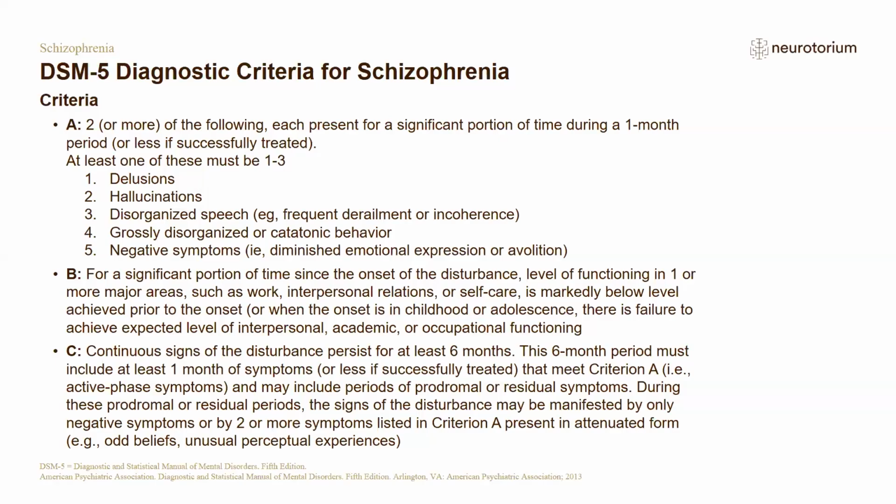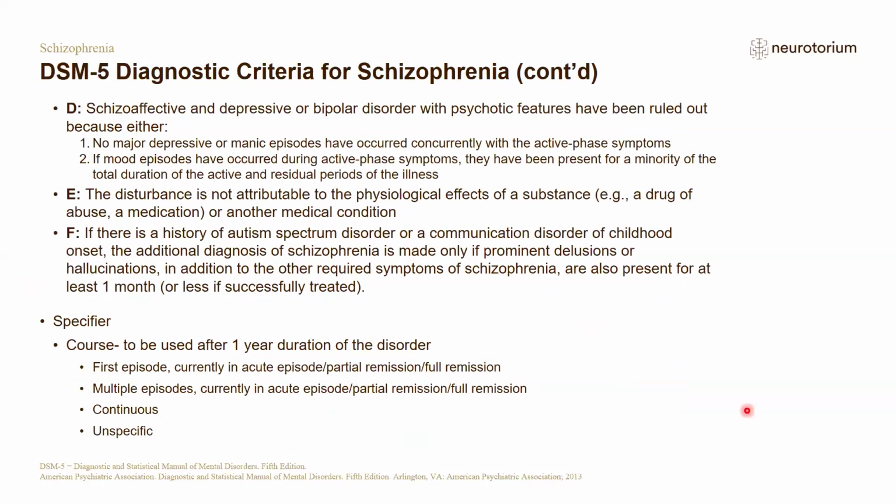And finally, criteria C, which is actually very important: the overall illness must persist for at least 6 months. Now, this draws the distinction between schizophrenia, schizophreniform disorder, and a brief psychotic episode. If someone has had these symptoms for less than 6 months but more than a month, that is not schizophrenia, ladies and gentlemen. That is schizophreniform disorder. If they have had the symptomatology for less than a month, that is not schizophreniform disorder and not schizophrenia. It is a brief psychotic episode. So criteria C is very important to us.